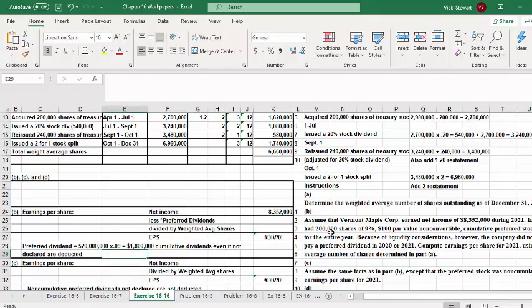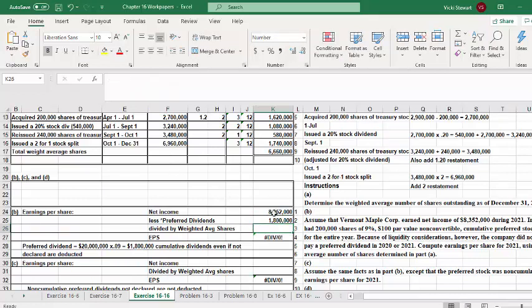It's said that they had 200,000 shares of 9%, $100 par value cumulative preferred stock. So the par value would be $20 million, which is 200,000 times $100 par. And then we would multiply it by the 9%, and that would give us $1,800,000 as the dividend that would be for the preferred. And again, they didn't issue it, but we would still subtract it because it's cumulative preferred.